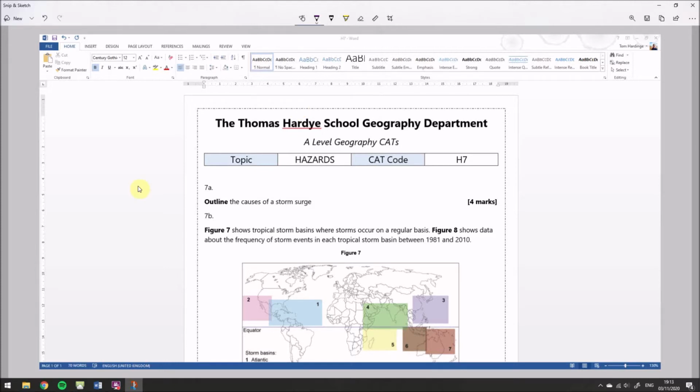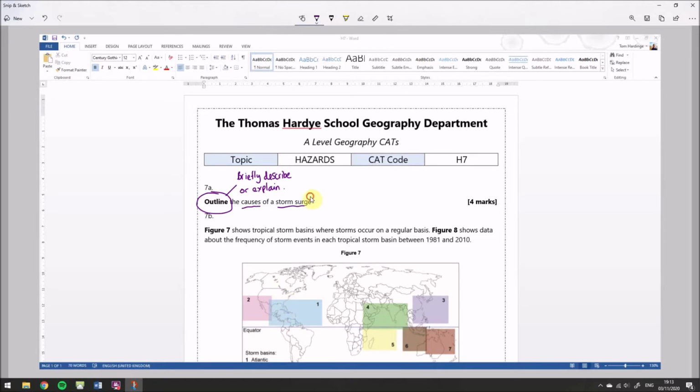So if we start by unpicking firstly maybe what the command word is asking us to do. Hopefully we are familiar with this by now, but outline is really asking us to briefly describe or explain. So we don't need to go into loads of detail, but we do need to give a nice clear description or explanation of something. In this case, the causes of a storm surge.